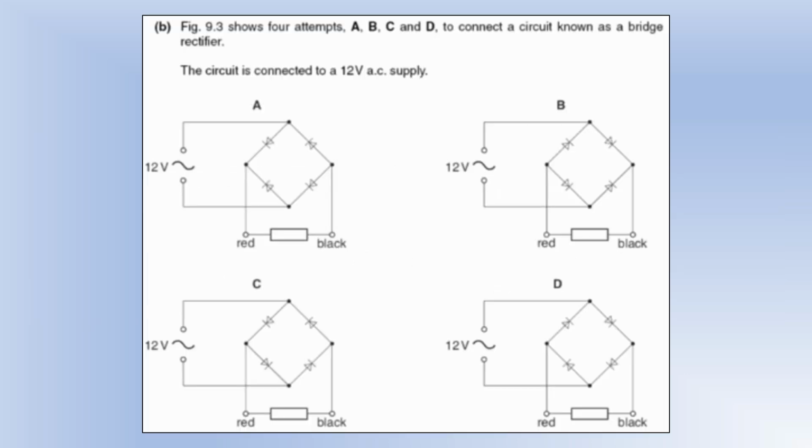Okay, so I'm going to extend this on, so we've actually finished it off. So we said the top terminal is positive, so conventional current comes out of the positive terminal, follows this path through the resistor, and then all the way back to the power source. So that's the full path it would take.